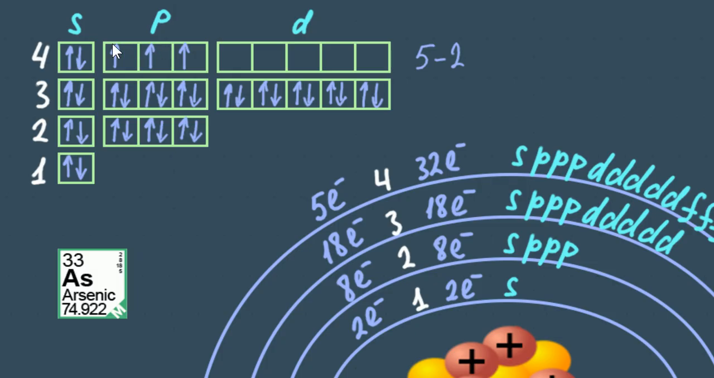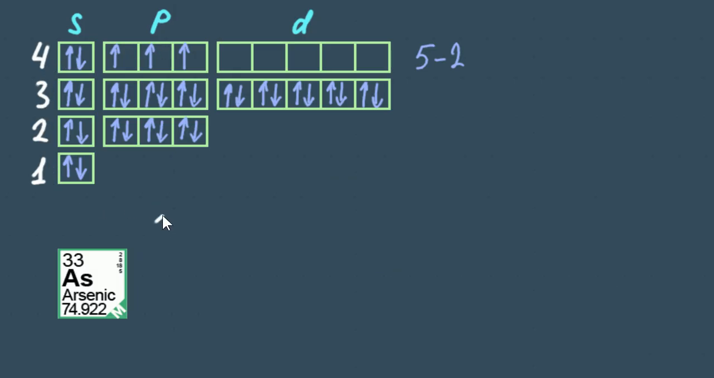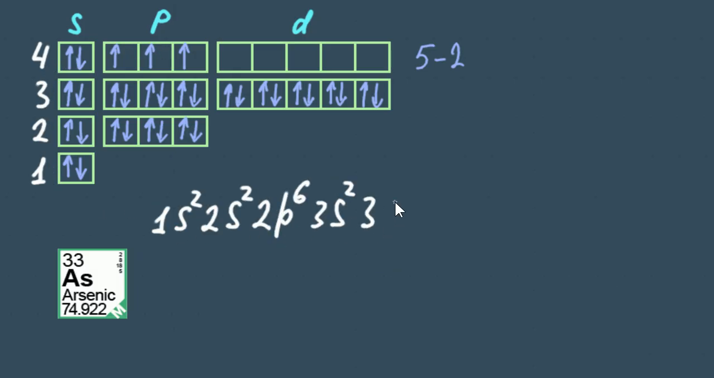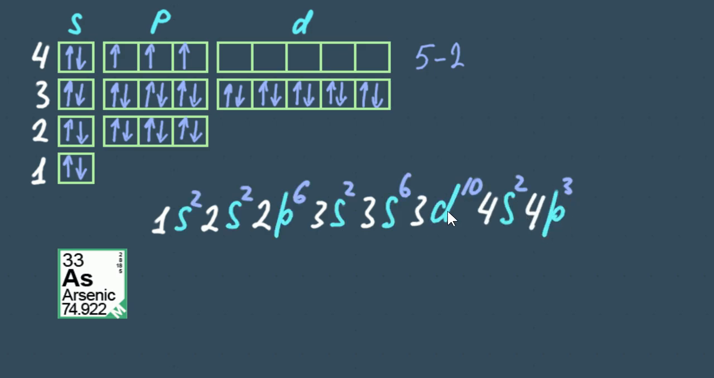And now, using this table, I will write down the distribution of electrons, according to energy levels and according to orbitals. I propose to check this record on your own if you find an error.